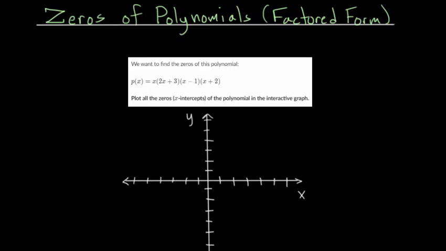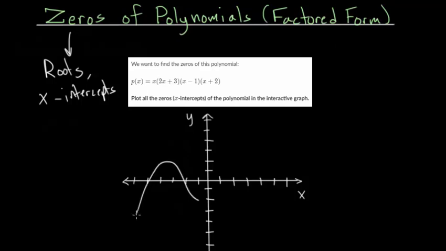In this video, I'd like to talk about the zeros of polynomials when they're written in factored form. And remember the zeros, we have several words for these. These are the roots of the polynomials, but in practice, these are just the x-intercepts. So when we graph the polynomial, the zeros are essentially wherever it goes through the x-axis, depending on what the shape of the polynomial is.